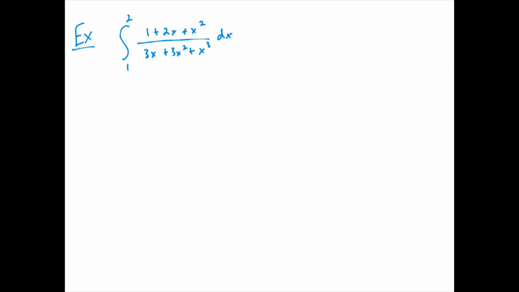And I actually want to do one last example where we have a definite integral. So we have the integral from 1 to 2 of 1 plus 2x plus x squared all over 3x plus 3x squared plus x cubed dx. So the denominator is degree 3 because we have x cubed here. The numerator is x squared. So let's see what happens when we do a U-substitution, setting u as the denominator.